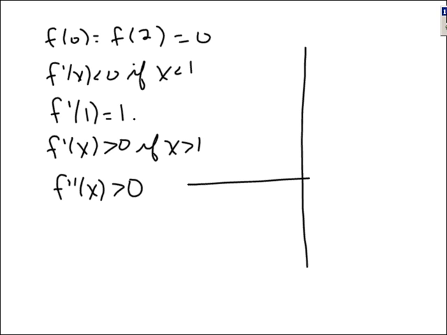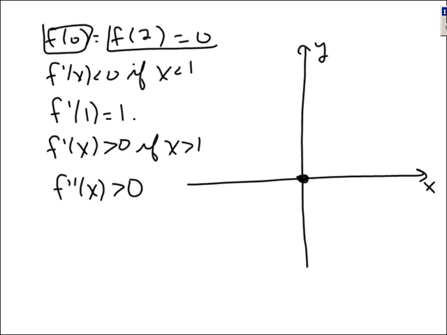I generally like to draw or put the information down on things that are concrete. For example, f of 0 is 0. That's right there. F of 2 is 0. Well, I know that's concrete. That is, when x is 1, the derivative is also 0. The slope at 1 is flat. The thing is I don't know where f of 1 is yet.